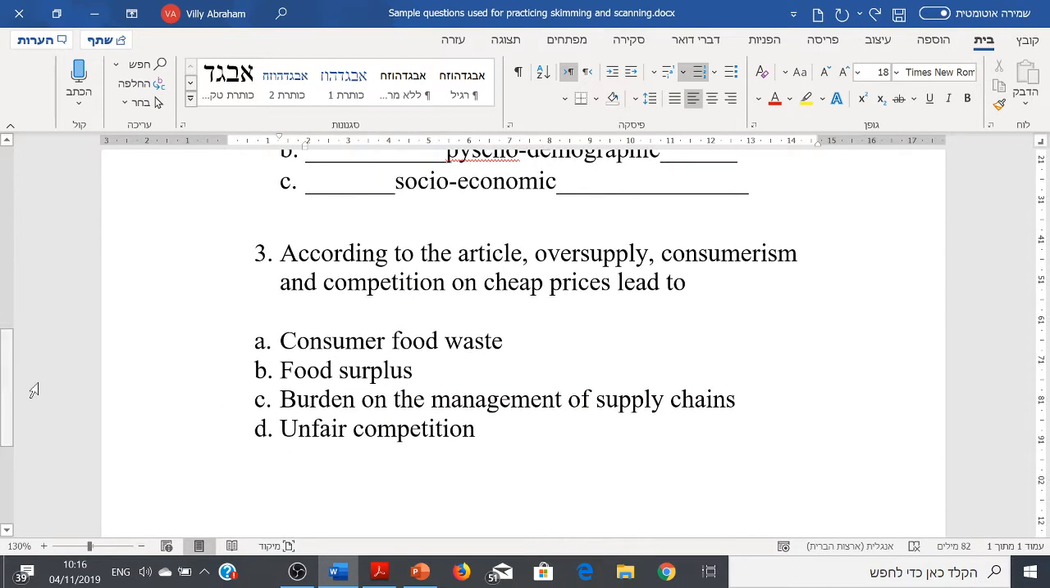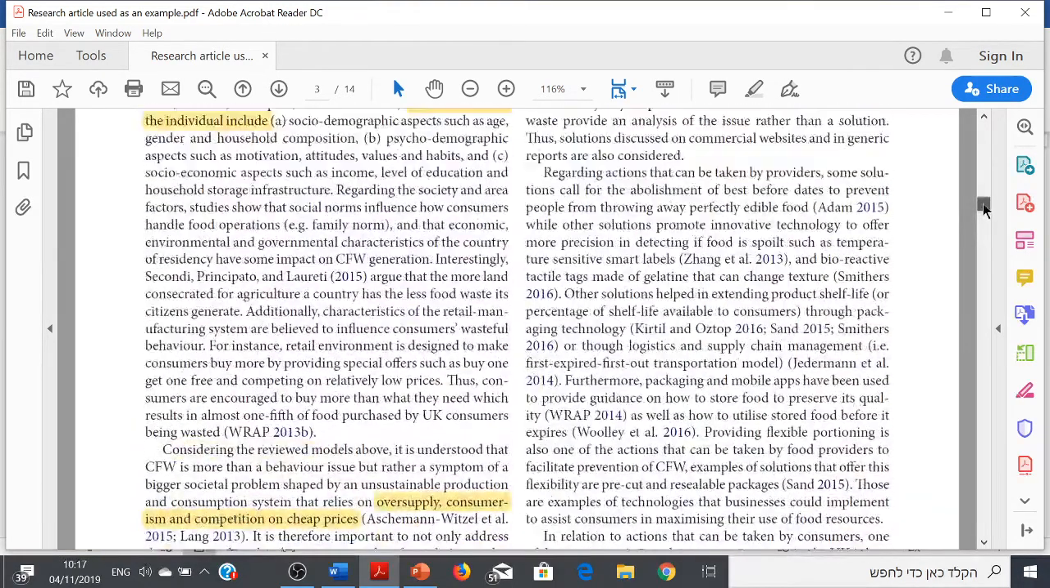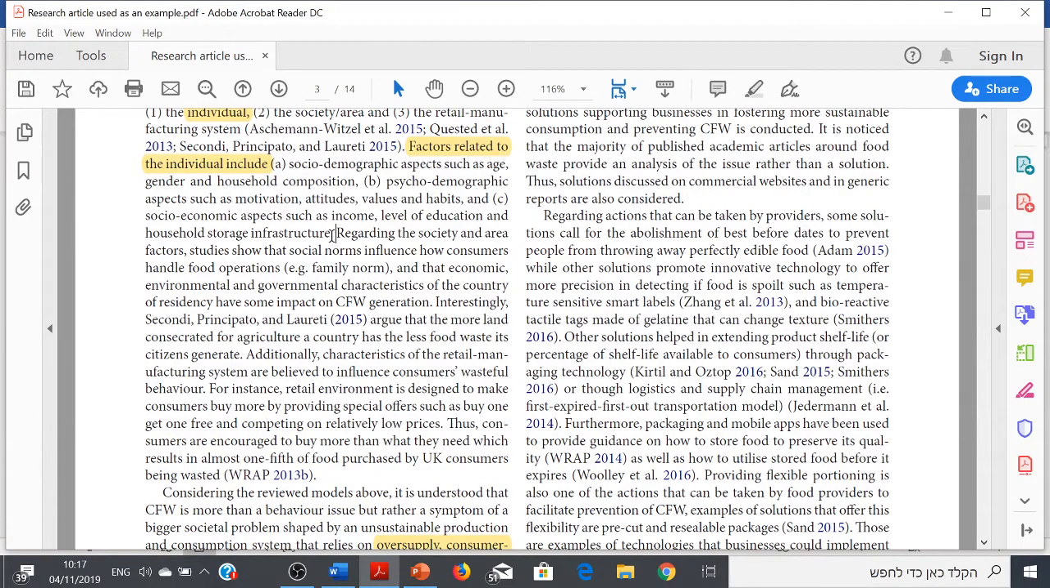And the third question is, according to the article, oversupply, consumerism, and competition on cheap prices lead to... So the keywords should be oversupply, consumerism, and competition on cheap prices, because we want to know what they cause. What is the result of these three? So I would take these as my keywords and skim for them, again from the point where I left off, which is right over here. I run my eyes over the text, looking for the keywords.